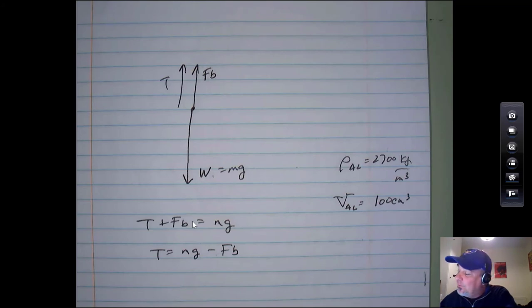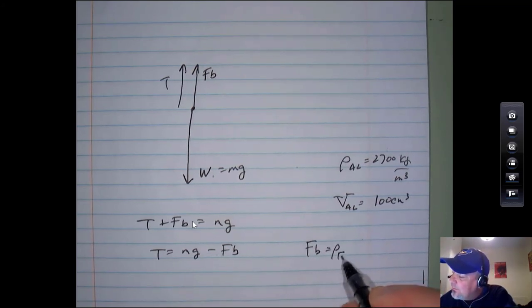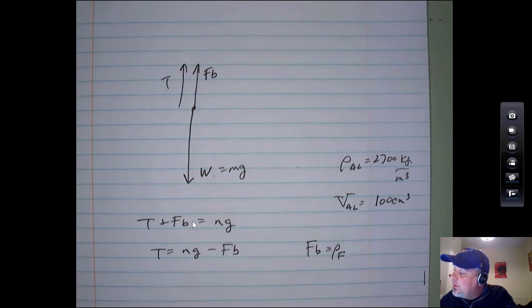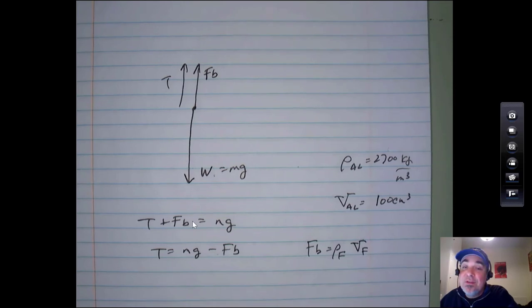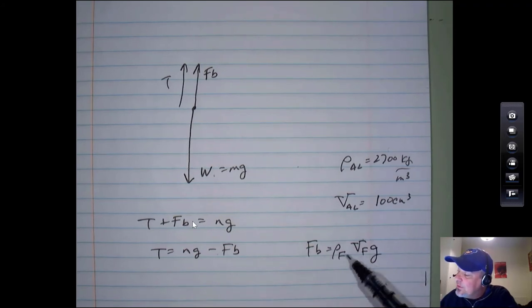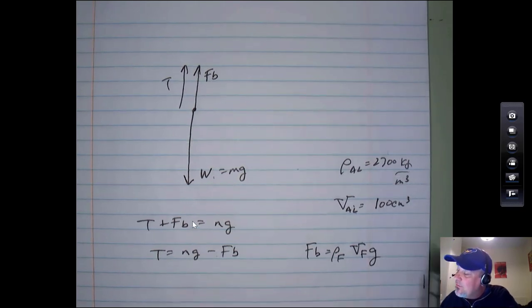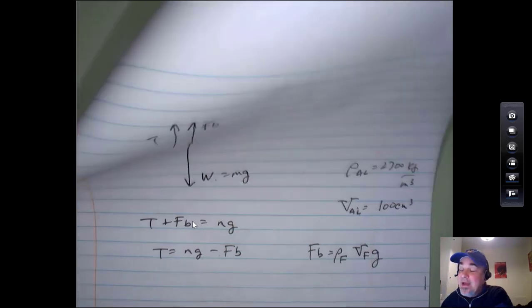Now the buoyant force is going to be the density of the fluid. You'll have to look up ethyl alcohol in the book. The volume of the fluid that's displaced turns out to be the same thing as the volume of the object again, the aluminum, and then times g, right? Because it's completely submerged, this and this are the same thing. They don't actually give you the mass of aluminum directly, but they give you the density and the volume, so you can figure out the mass.